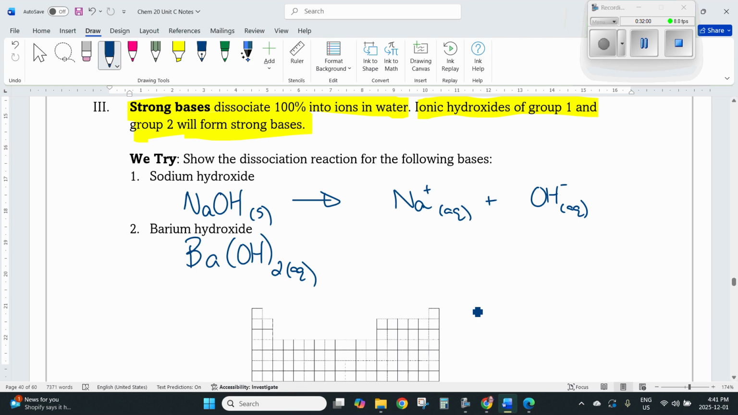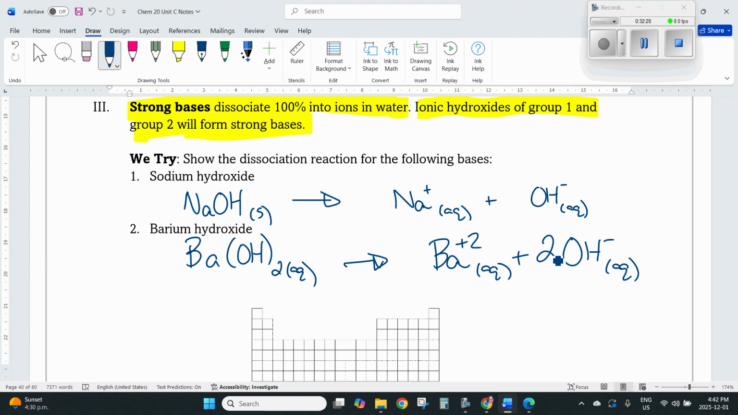So I do my dissociation equation just like I would in the previous one. I get barium, which has a +2 charge, aqueous, and hydroxide, which has a -1 charge, aqueous. This one you have to balance: you have 2 hydroxides on the reactant side, so I need 2 hydroxides on the product side. So there you go. There's your strong bases.